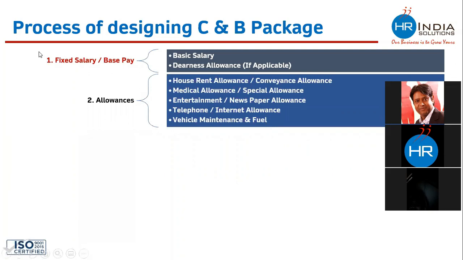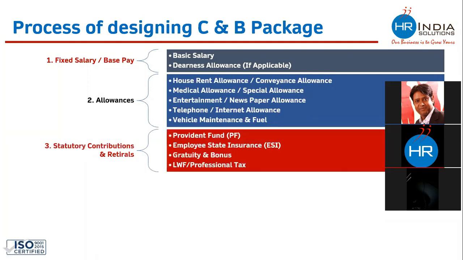Right? So the first step is to fix the base pay. The second step is to fix the allowances of the employee. The third step is to calculate the statutory contributions and the retirals of the employee. These usually include provident fund, employee state insurance that we also know as ESI, gratuity and bonus, labor welfare fund, professional tax. These kinds of statutory contributions we need to consider. And this is the step when we are calculating the cost to the company.